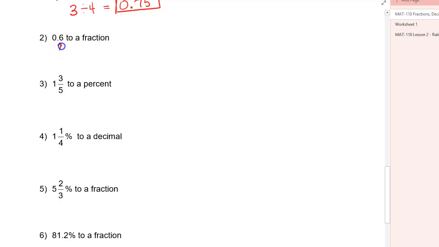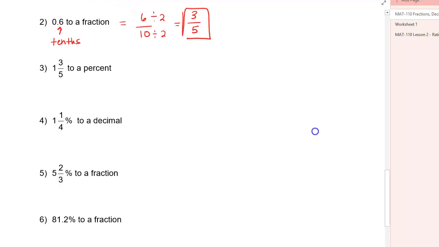Number 2, to convert 0.6 to a fraction, remember we write it as it is read. And so the 6 is in the tenths place. So we would read this 6/10, so we would write it as 6/10. We would then need to reduce it by dividing the top and the bottom by 2, which would give us 3/5.